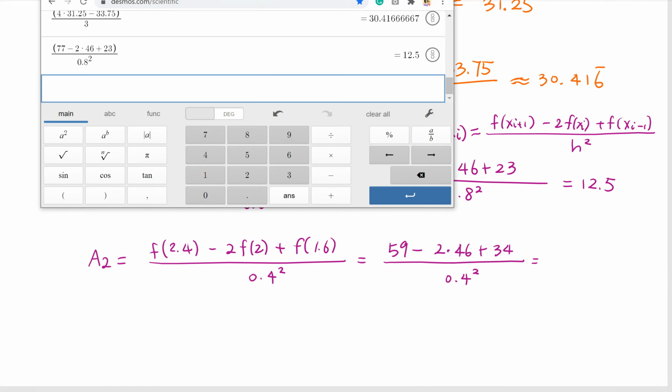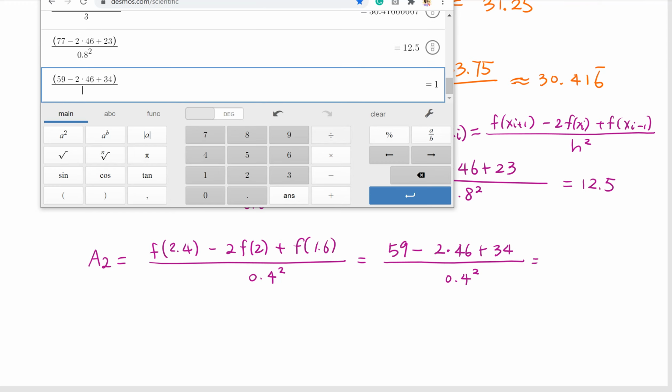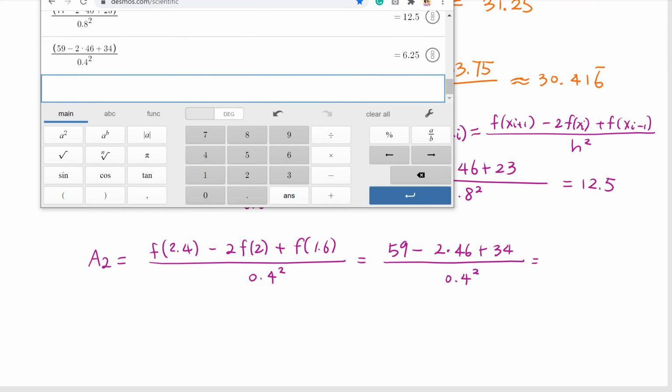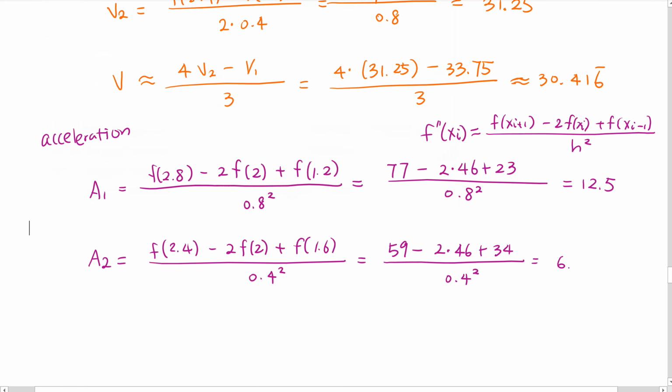Okay, calculator. So 59 minus 2 times 46 plus 34, and divided by 0.4 squared. That is 6.25.